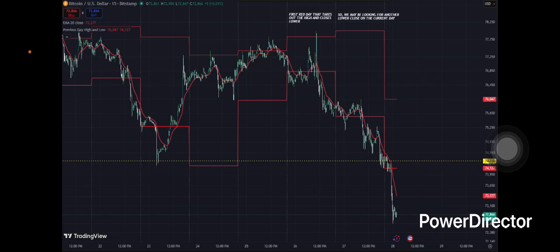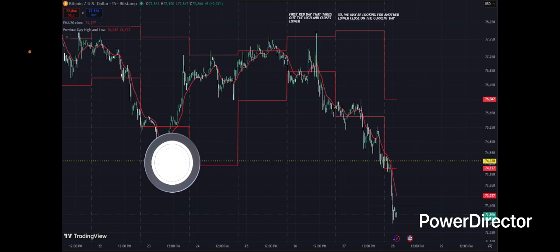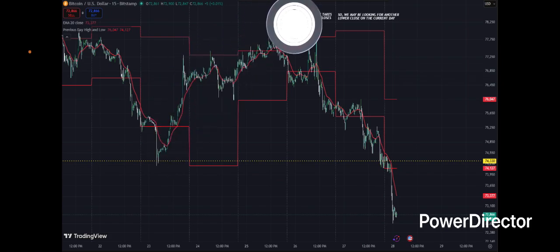I might just simply say to myself, okay, the next day, I'm looking for another lower close. All right, so I'm looking for a short trade. You can see that over here, we're putting in higher highs. The market is going higher, right? We're putting in higher highs.